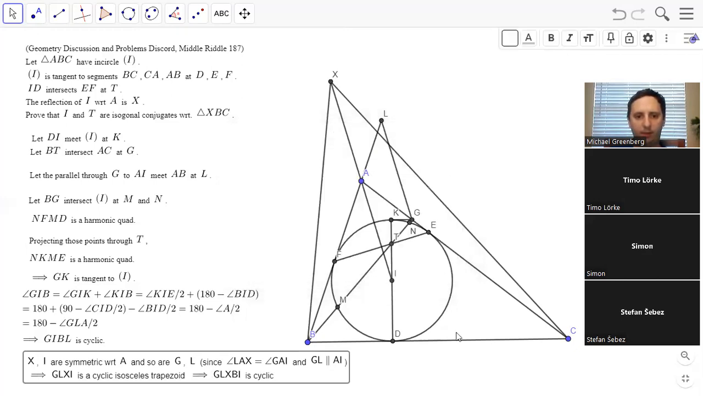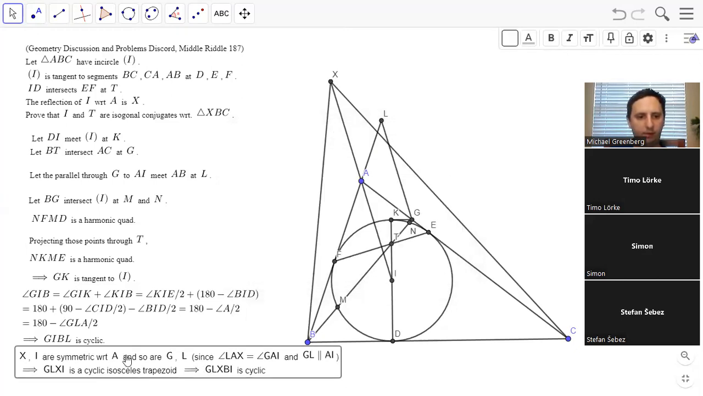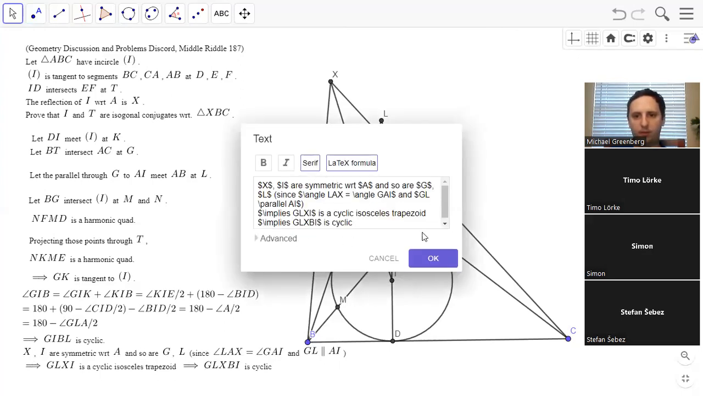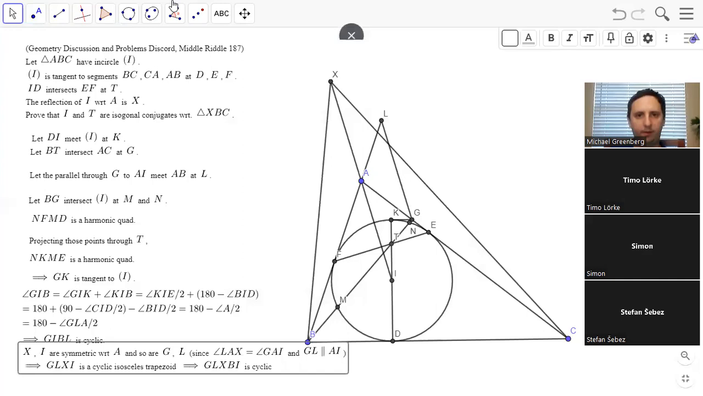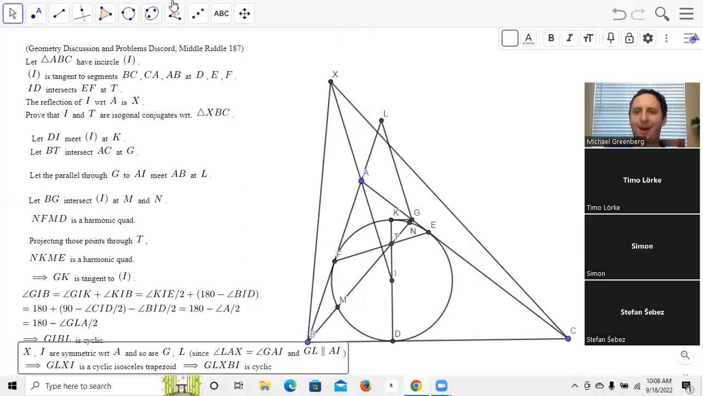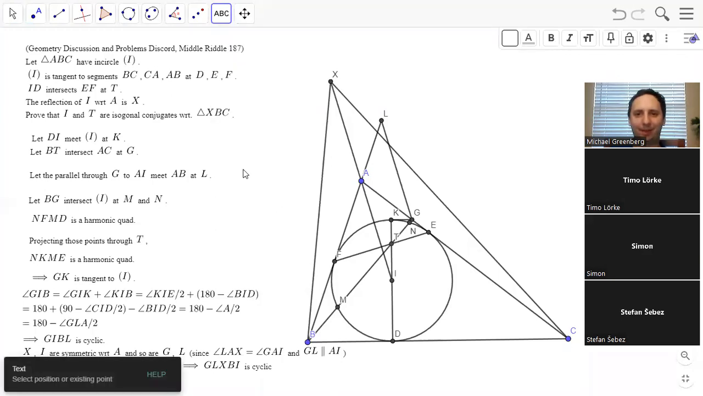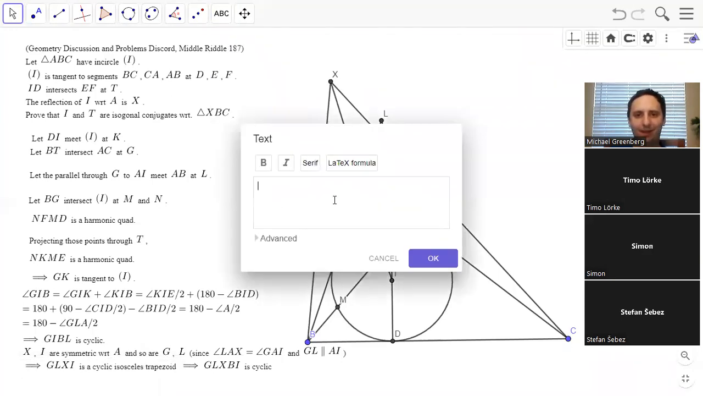Then we have that final angle chase that Stefan put in the chat. Thanks for putting that there. I can't copy that darn angle sign. GeoGebra doesn't like the less than sign. So I'm going to have to type it up, I think. But it's okay. It still helps that you already wrote it out.